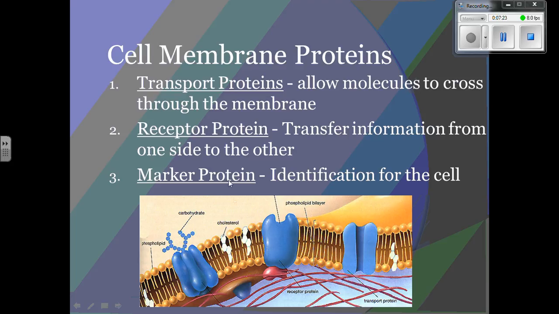Lastly, you have marker proteins. Marker proteins identify you as a typical type of cell. For instance, in our red blood cells, we have these marker proteins that identify yourself as A blood or B blood. If you have O blood, you don't have the protein, but they just simply are what they say they are in the definition. Marker proteins mark, they identify the cell, and that helps you communicate from one cell to the other.